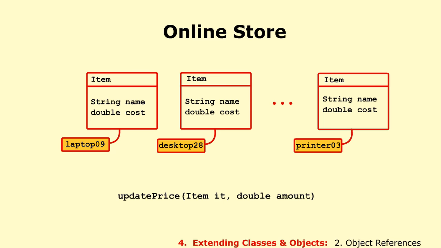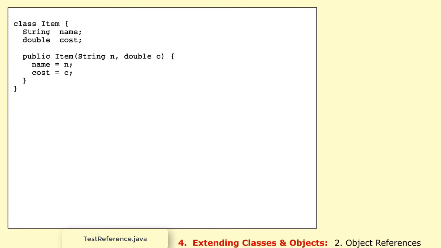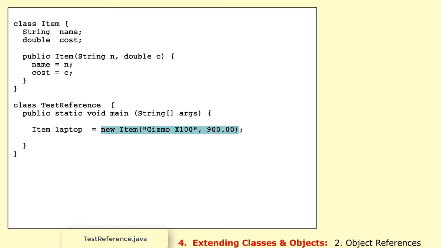Let's write the program. Here's the class item. Each item has a name and a cost. The constructor sets these attributes. Here's our program. First, we instantiate an item object named laptop. The price for the laptop is set at $900. Let's write a method that updates an item's cost. Here's the method updatePrice.